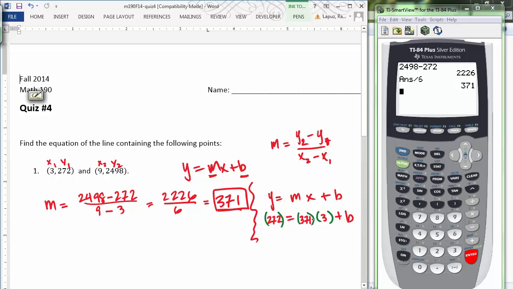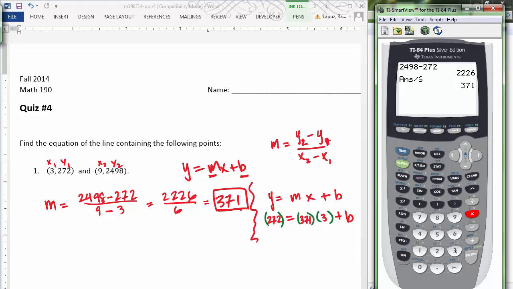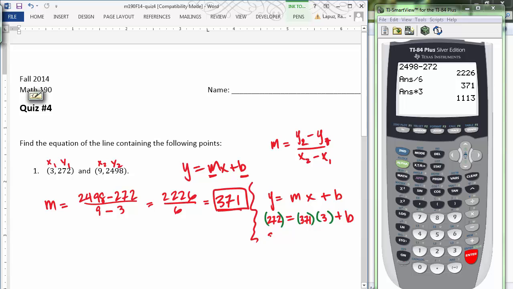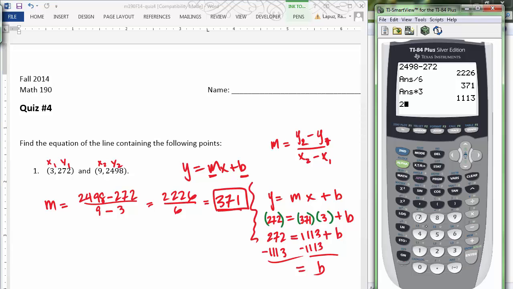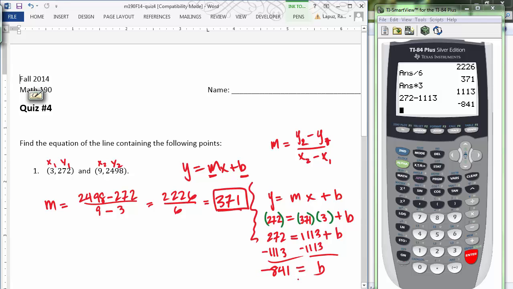So let's multiply 371 times 3. That's 1113. We get 272 equals 1113 plus b. And then if I subtract 1113 from both sides, I will get b, and 272 minus 1113 is negative 841. So that's my b.